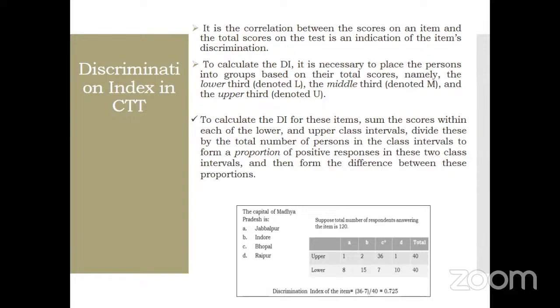For calculating DI, we consider the number of those who selected the correct option in the upper group minus the number of people who selected the correct option in the lower group, divided by the total number of people in each of these groups. That's how we get a score of 0.725, which is the discrimination index of this particular item. So that's how we calculate the discrimination index in the classical test theory approach. I hope that all of you are acquainted with this part, correct?